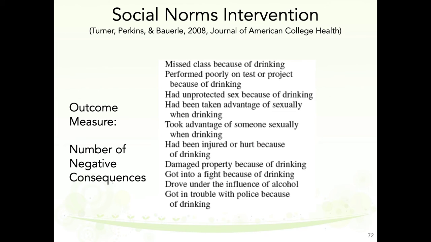And then what they did is they measured over time the number of negative consequences from heavy drinking that students experienced. And these are a list of the negative consequences that they measured, and you want to objectively define this so that you can have a valid, reliable instrument for your study. So, for example, missed class because of drinking alcohol, or had been injured or hurt because of drinking, got in trouble with the police. These are negative consequences.